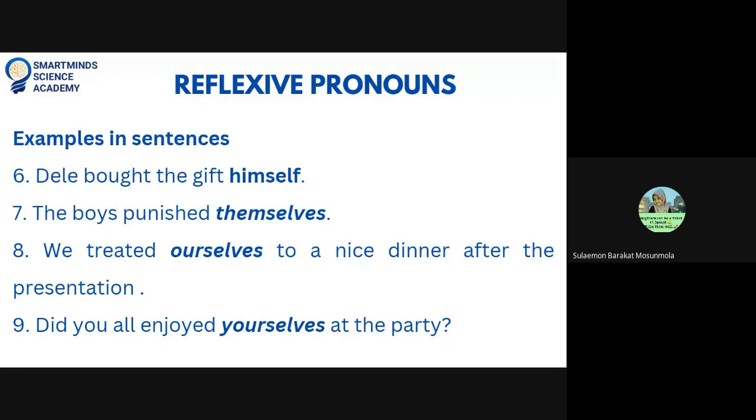Good. So let's proceed. We treated ourselves to a nice dinner after the presentation. The presentation was a successful one, glory be to God, and we treated ourselves to a nice dinner after the presentation. Now we have, did you all enjoy yourselves at the party? Did you all enjoy yourselves at the party? You did not answer my question. Did you all enjoy yourselves at the party? Or maybe you did not go to any party. Let's proceed. Okay, thank you.